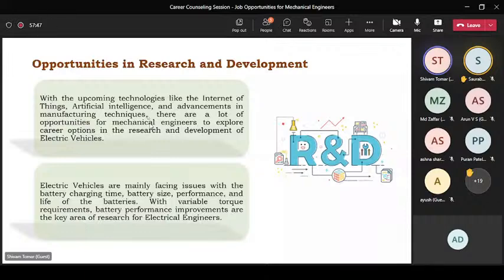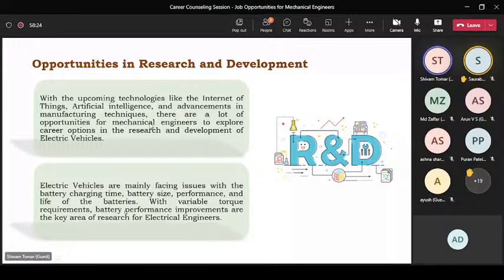Electric vehicles are facing issues with battery charging time, battery size, performance, and the life of the battery. So for the batteries you see inside the electric vehicle, the designing of the battery pack, plus the thermal management of the battery pack, is going to be the role of the mechanical engineers. So these are the core jobs for mechanical engineers. With variable torque requirements, battery performance improvement is a key area of research for the electrical engineers.